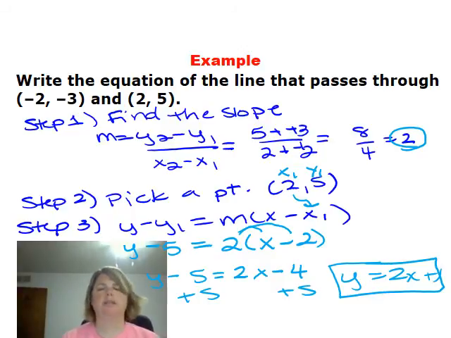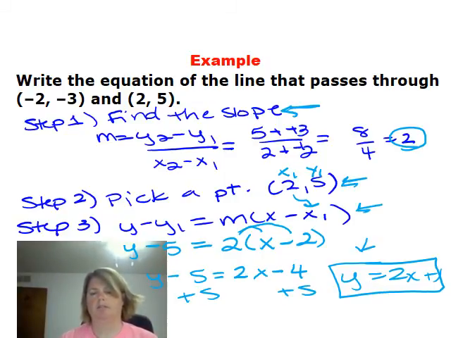So make sure you write down these steps. Anytime it's giving you 2 points, you always want to find the slope first, and then pick a point, use point-slope form, and solve it for y.